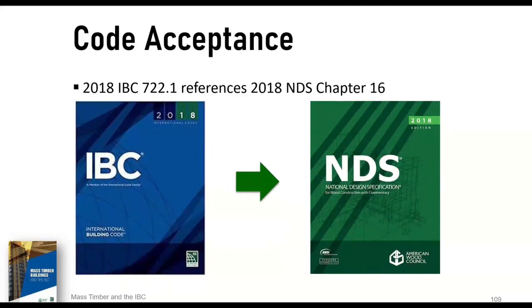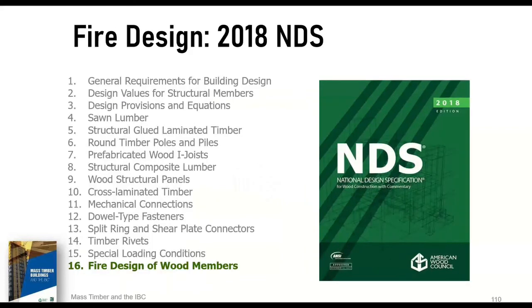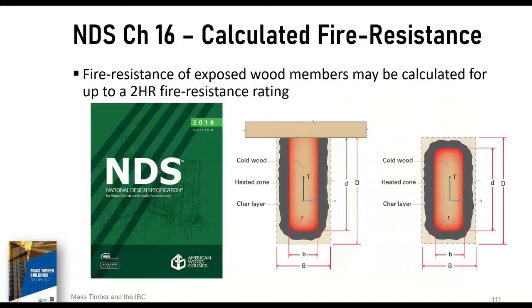Last on the agenda, the 2018 IBC refers users to the 2018 NDS for the fire resistance design of exposed wood timber elements. That reference to the NDS can be found in IBC section 722.1, which points you to chapter 16 of the NDS. Chapter 16 is where you'll find the fire resistance design criteria for mass timber wood elements. This is going to be the last slide before we get to the questions, so it will provide a little information for calculating the fire resistance of exposed wood members. 722.1 of the IBC for the code text points users to the NDS.